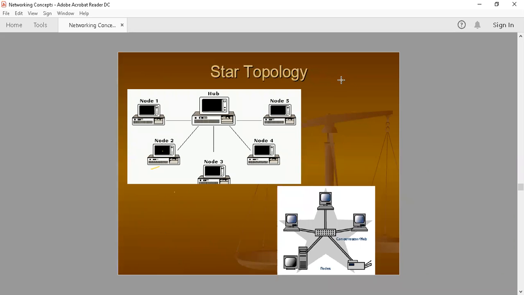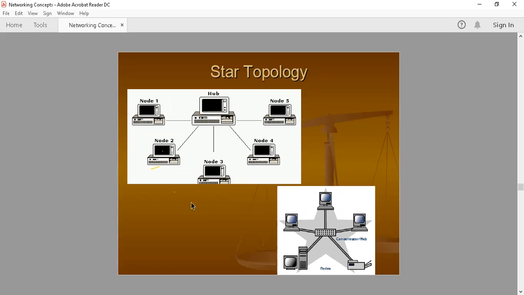Star topology. Here there is a hub, switch, or router to which multiple devices, multiple nodes, are connected. Example 2: there are three systems connected to a switch and a router, and there is a server. In star topology, each and every node is connected to the switch. From the switch, it is connected to the router.